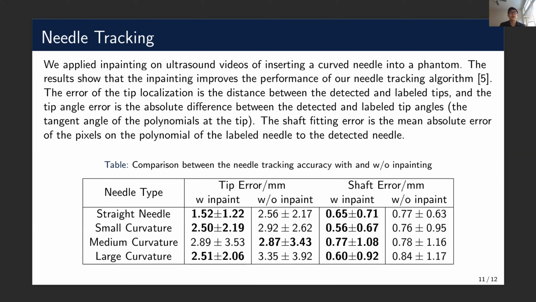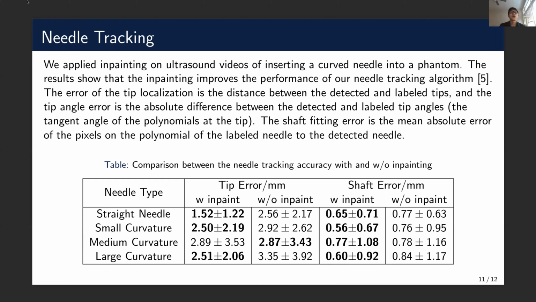We then search along the labeled needle axis and detect the boxes where there are no candidate points and inpaint the regions inside the box. We later evaluate the results with tip and shaft error. The tip error is the difference in location between the detected and the labeled tip, and the shaft error is the mean absolute error of the pixels on the polynomial of the labeled needle to the detected needle. The results are shown in the table, and it shows that our Inpainting algorithm can help the tracking.